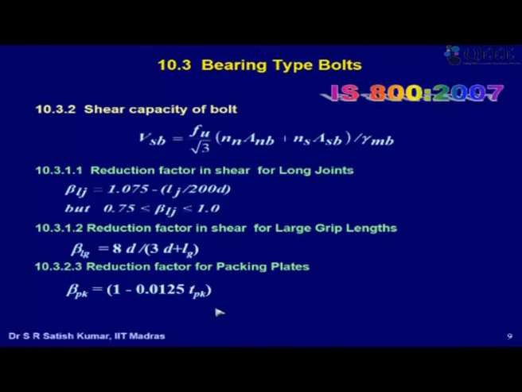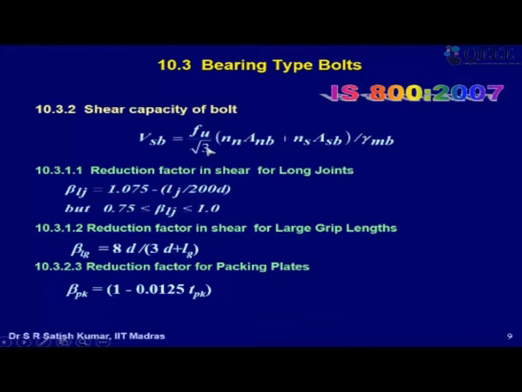Then we go to the actual equations which are given in the code. IS 800 section 10.3 talks about bearing type bolts, and in that 10.3.2 talks about the shear capacity of the bolt. So VSB, the B for bearing, S for shear, and V is the shear capacity, is given by Fu by root 3 gamma mb. As I told, the minute you see Fu, you put gamma mb or gamma m1 below that, which is 1.25, and since it is shear, if Fu by gamma m1 is the ultimate strength in tension, then shear strength will be Fu by root 3 gamma m.